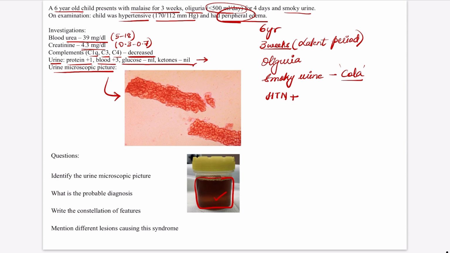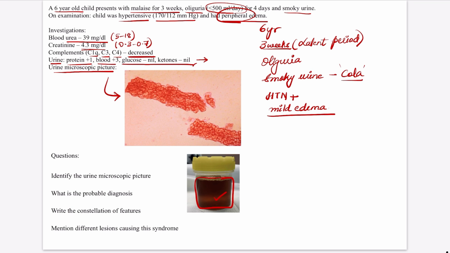Peripheral edema means edema limited to the extremities. It is not generalized edema, only limited to the extremities. Therefore, it is a mild edema, unlike anasarca, that is generalized edema, which is a severe kind of edema. Here, the edema limited only to the extremities, also called peripheral edema, is regarded as mild edema.